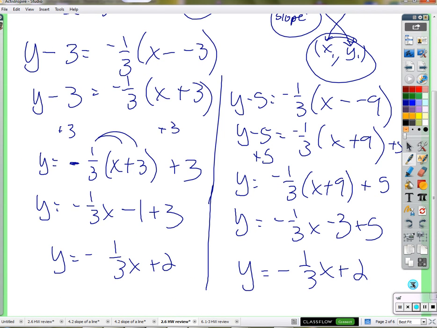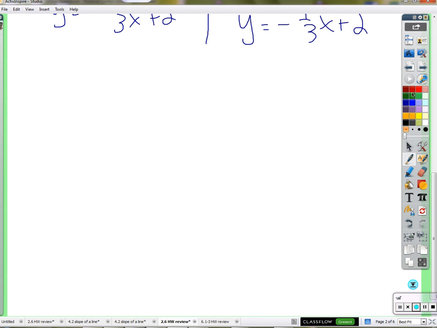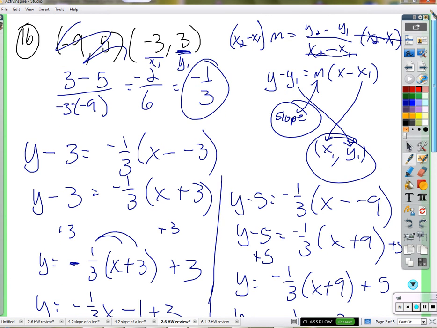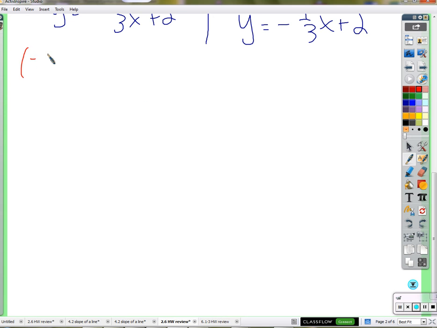Alright, stop talking. And now I'm going to show you the same problem done with the slope intercept form. So we had, just rewrite all this information here. Negative 9, 5, negative 3, 3. Still need to find the slope, but we know what that's going to be. Negative 1/3. So now I'm going to use the slope intercept form. Y equals mx plus b.